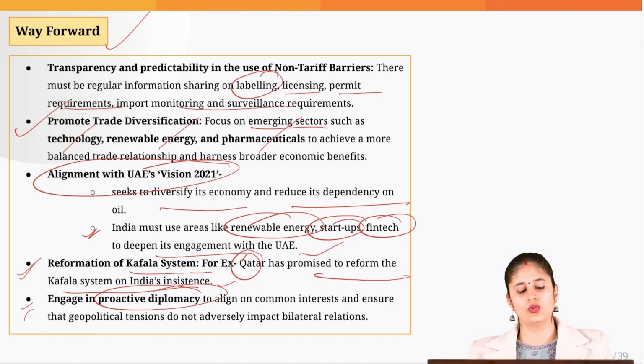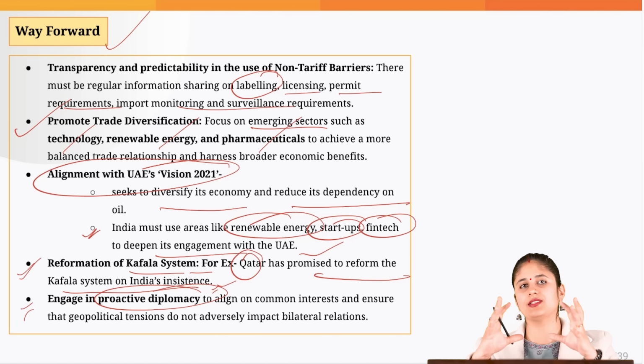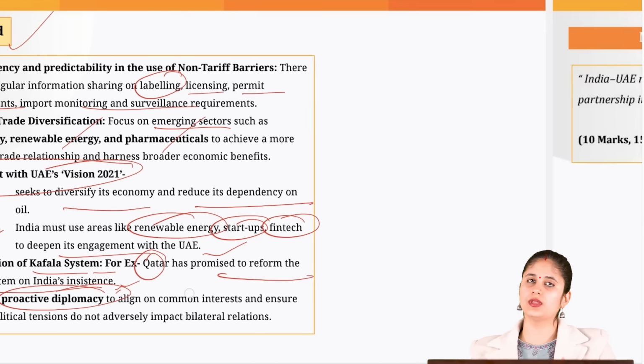proactively. So there should be proactive diplomacy so that we can make sure that the regional tensions do not have any negative implication on the bilateral relation that we have with UAE. That's all with respect to this topic.